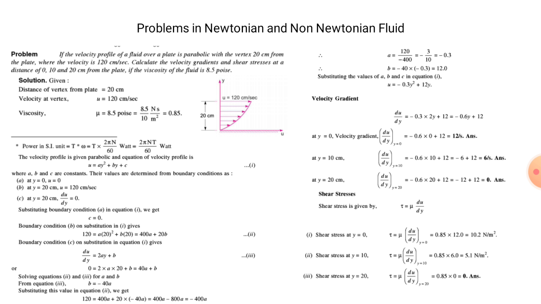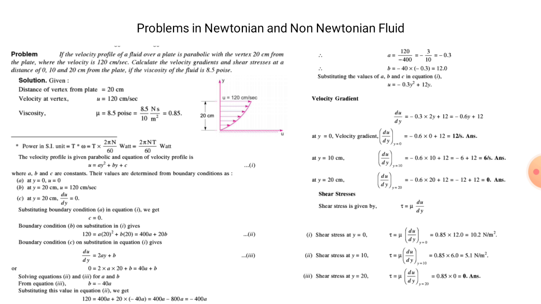The velocity profile is given as parabolic, and the equation of velocity profile is u is equal to a y square plus b y plus c, where a, b and c are constants. The values are determined from the boundary conditions. In the figure, A, at y is equal to 0, u is equal to 0. The second one B, at y is equal to 20 cm, u is equal to 120 cm per second. At C, at y is equal to 20 cm, du by dy is equal to 0.